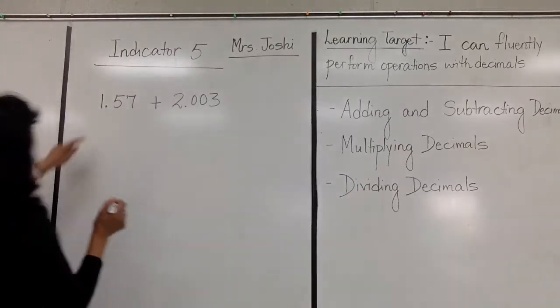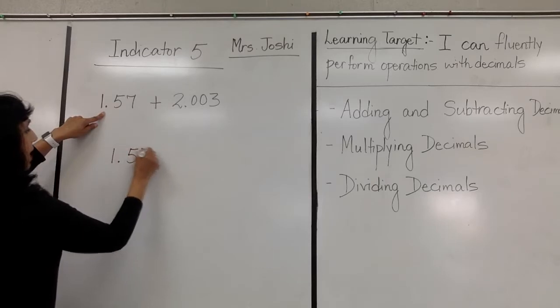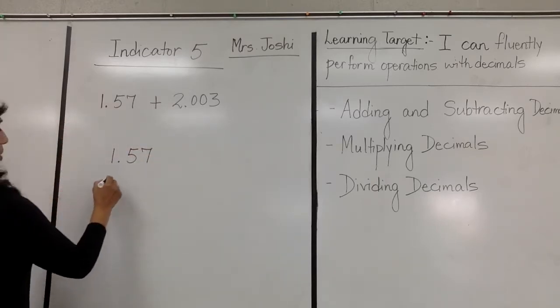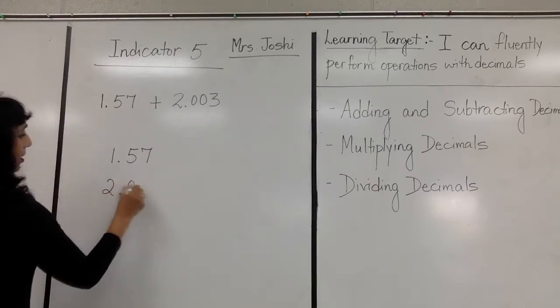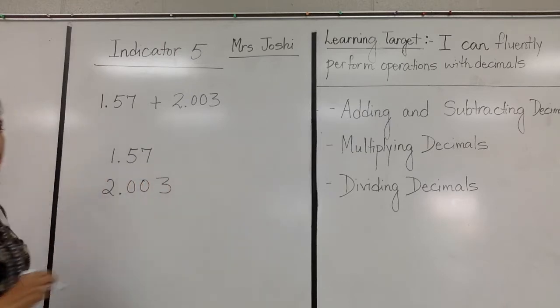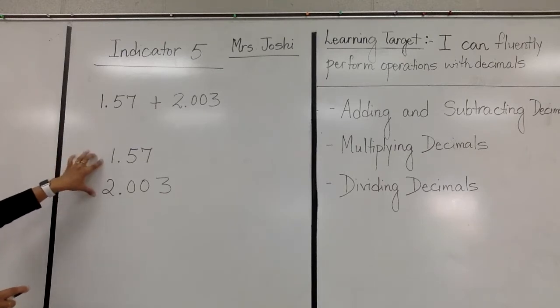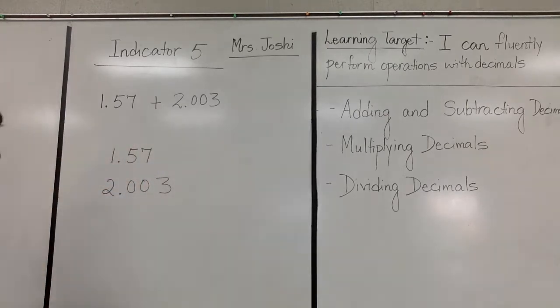Okay, so here we go. 1 and 57 thousandths. Remember, same place values under same place values. So this is going to be 2 and 3 thousandths. So make sure that you are aligning the decimals. You're writing ones and ones in the same column, tenths in the same column, hundredths in the same column, and thousandths in the same column.